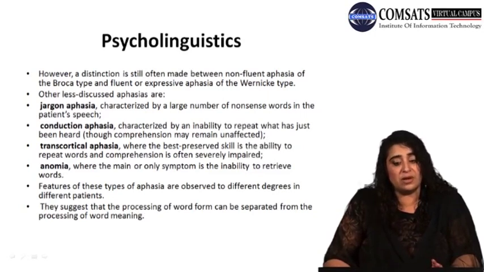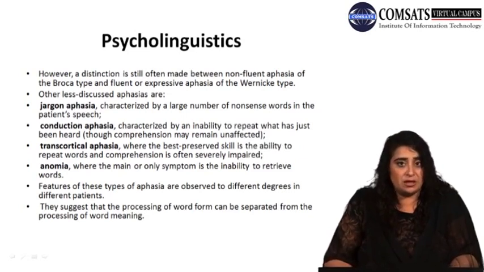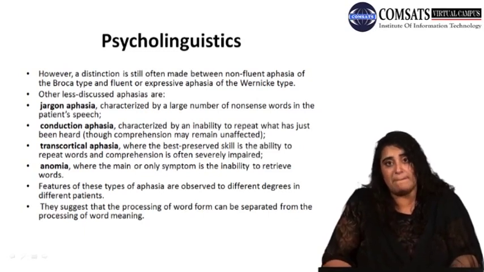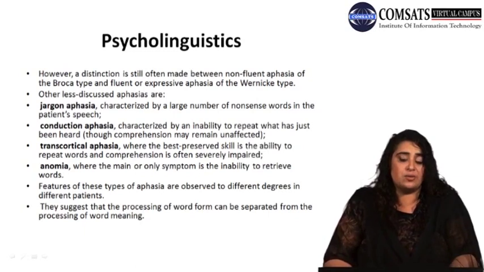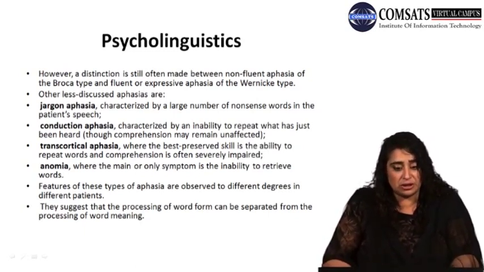Transcortical aphasia is where the best preserved skill is the ability to repeat words, so it's easy for the patients to repeat the words, and comprehension is severely impaired. That means that they can repeat words easily, but they don't know the meaning of it. They cannot understand what they are saying. So that part is damaged.